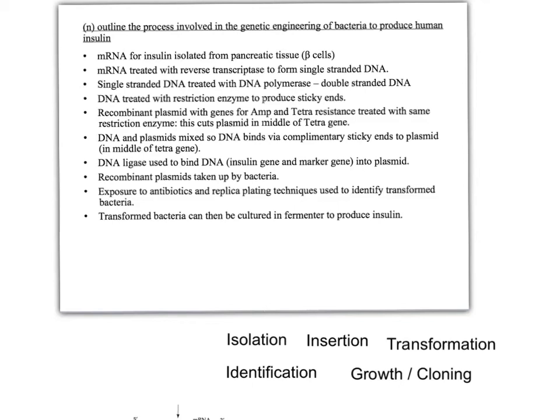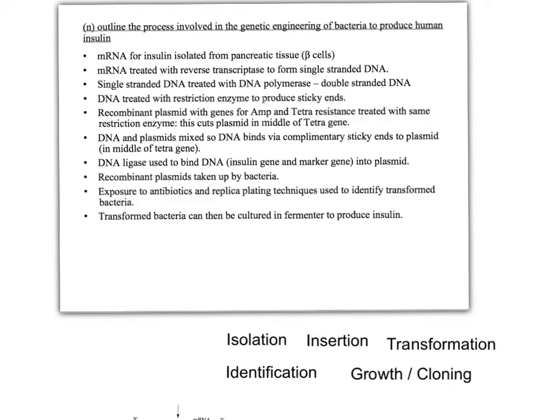Welcome to the third screencast on genetic engineering. This screencast looks at the two case studies you have to know for this particular A-level. One is the genetic modification of bacteria to produce human insulin, and the other one is the genetic modification of plant cells, rice plant cells, to produce rice plants which have high levels of vitamin A.